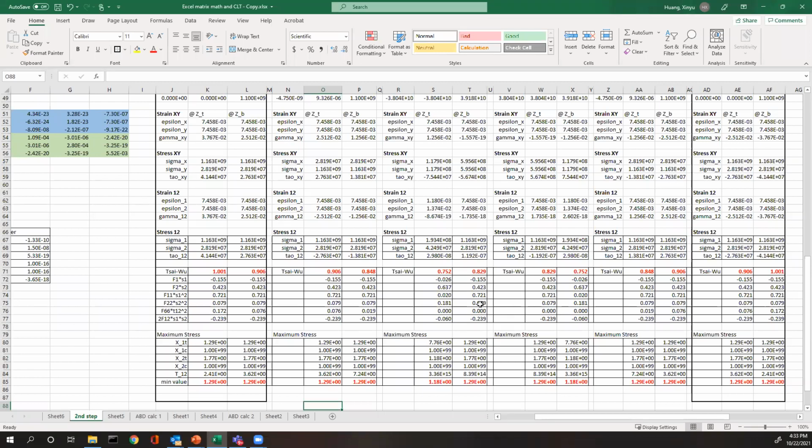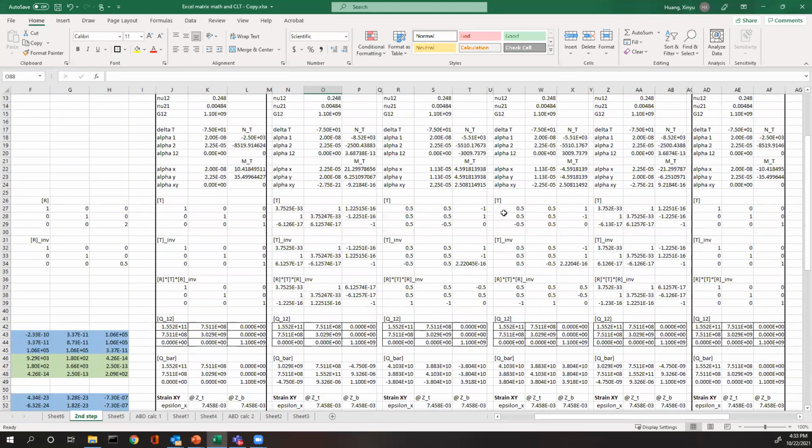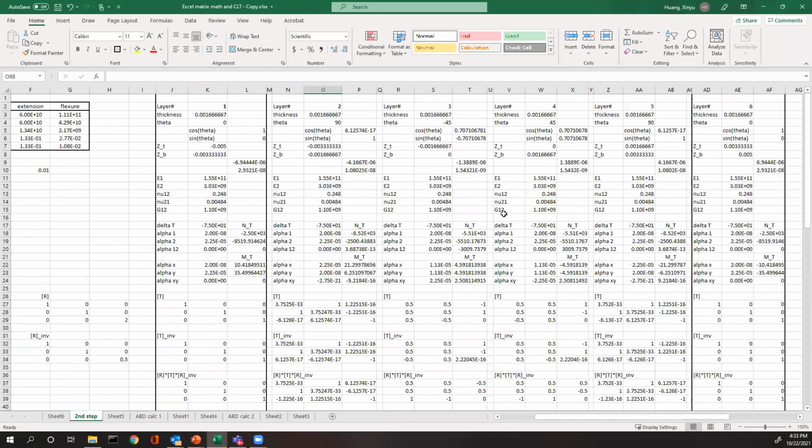All right. The other thing I want to go over today is the implementation of hygrothermal load, which is a key part of the CLT code, which I didn't ask you to implement before, but I will ask you to implement after exam 1. You want to put a hygrothermal effect into your code.